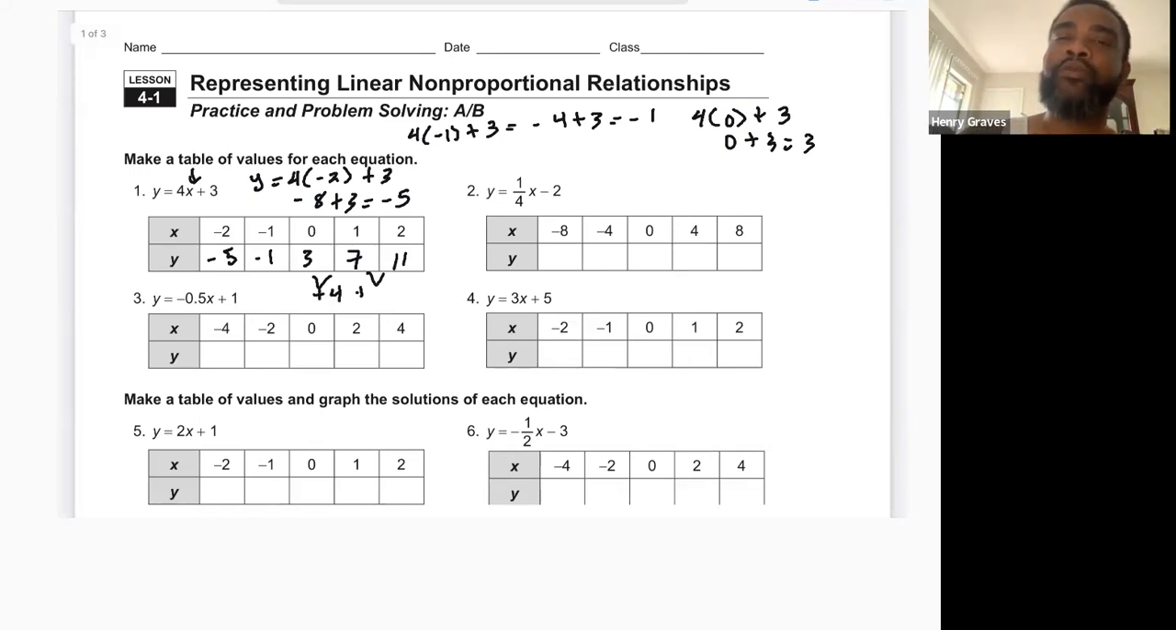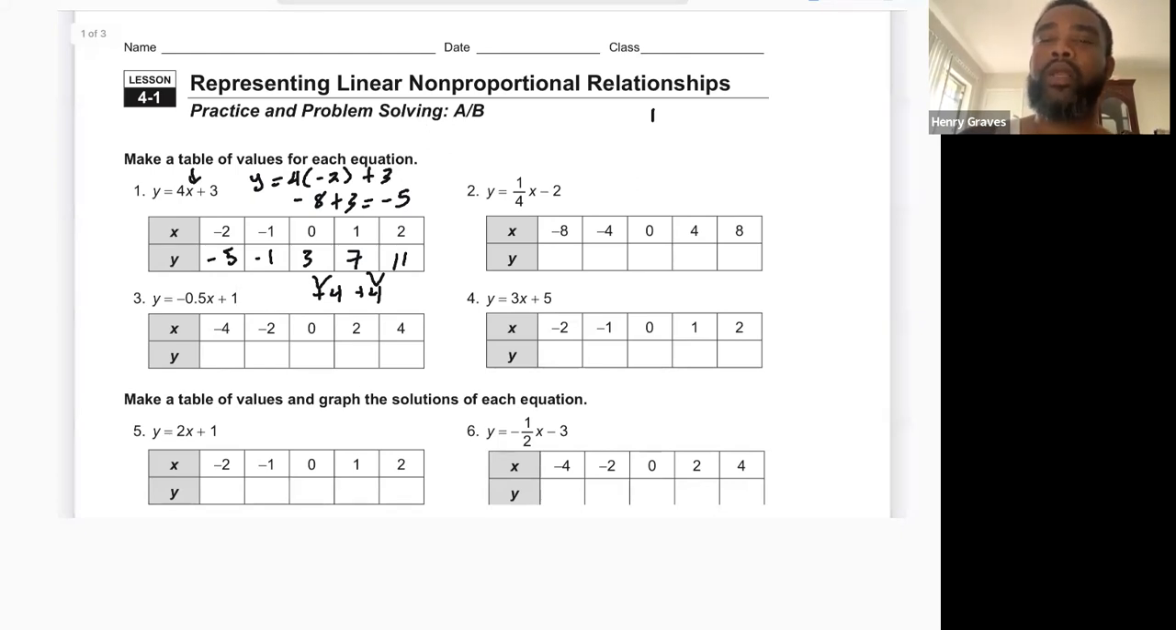So I'm going to do some erasing because I need the space to do number 2. So number 2, I'm going to replace the x with -8. So y is going to equal 1/4 times -8 minus 2. Y is then going to equal 1/4 of -8, which is -2, because -8 times 1 is -8 divided by 4 is -2. Minus 2 means that my y number is going to be a -4.